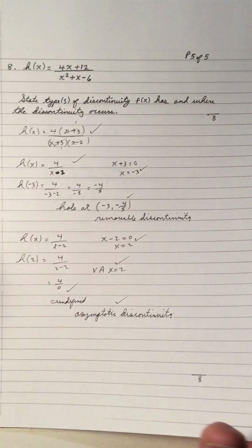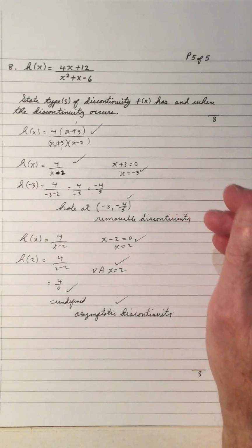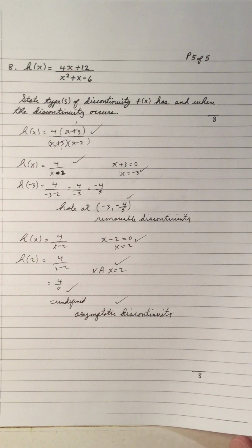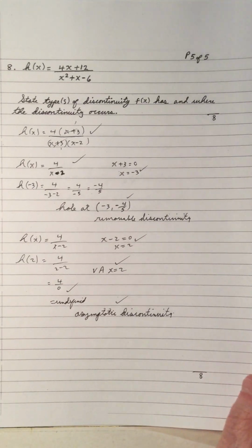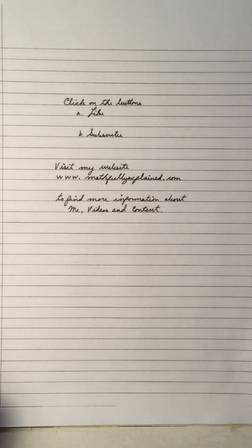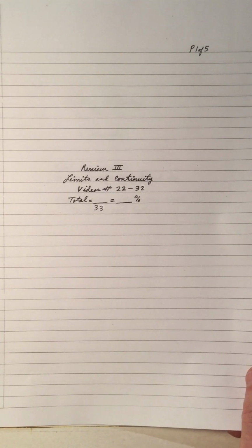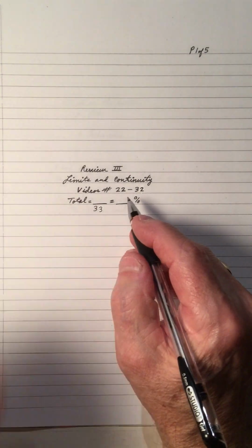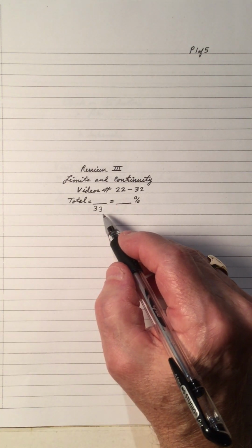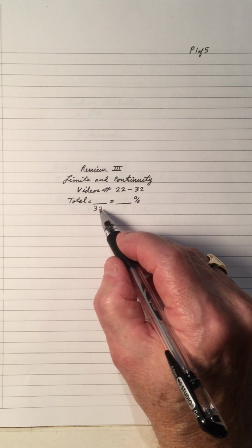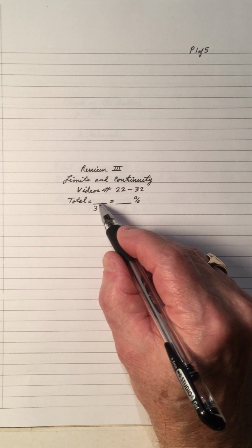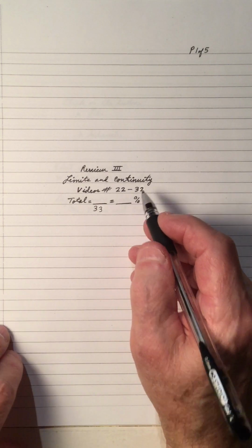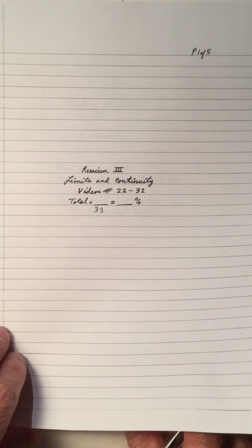So hopefully everything went well, except for a few little errors that I normally make when I present. I always make a few errors, but I try to correct myself. So the total for this review, which is the last video on this unit of limits and continuity, is 33. Hopefully you have 33. If you don't, divide by 33 into the numerator, get a decimal, move your decimal 2 places to the right to get your percent. So this is the last video on limits and continuity.